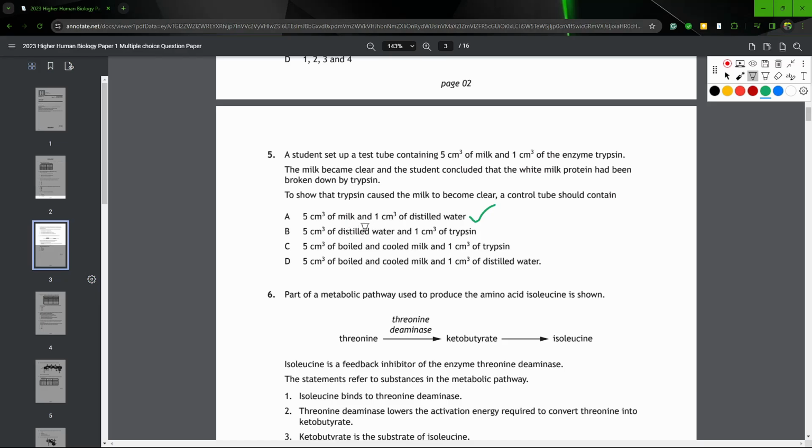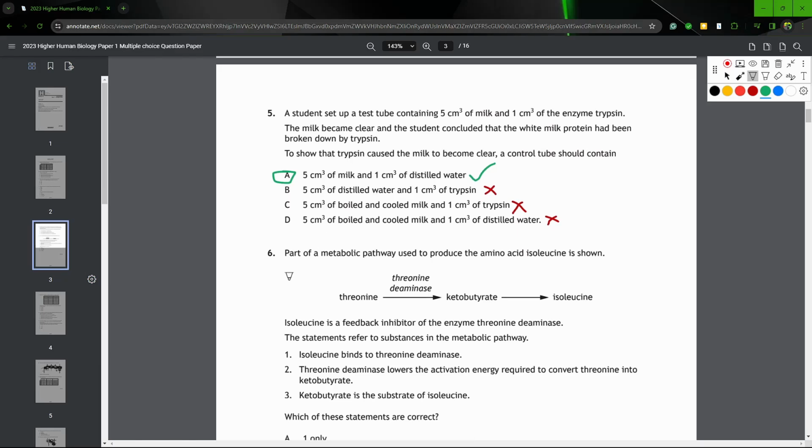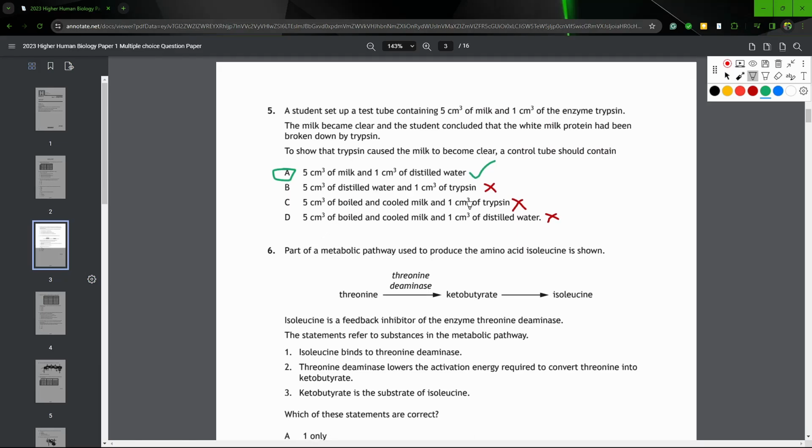It's just water. Boiled and cooled milk and trypsin. I don't know what they're on about there. Boiled and cooled milk, that should break down enzymes, but that won't show that the protein's been broken down by this specific enzyme. And yes, we've boiled it, but we've also got no enzyme. So all these are quite wacky. But A gives a proper through line, because if we compare these two, the only difference is whether we have the enzyme trypsin in it, and that will show if it breaks down or not.